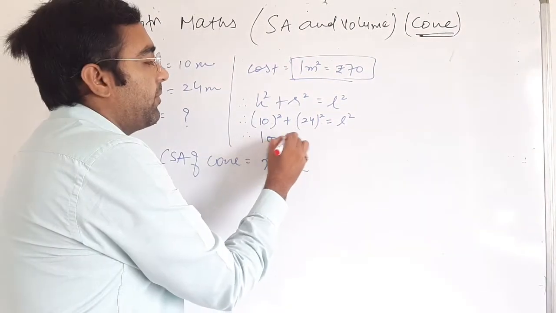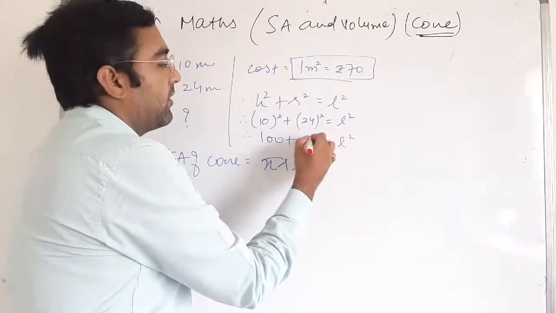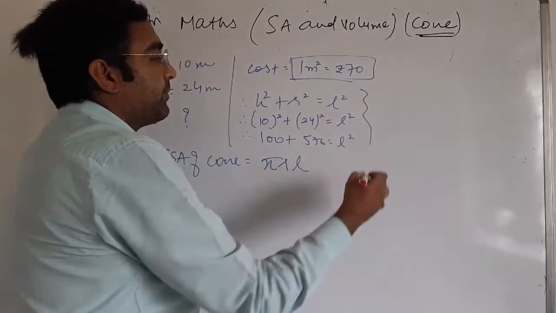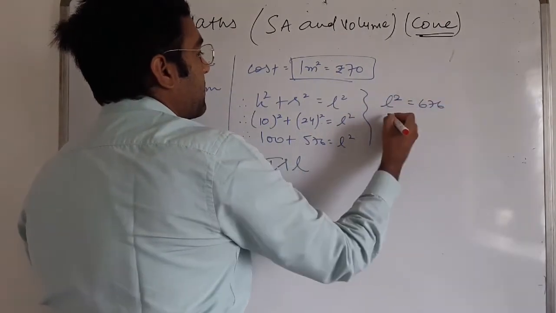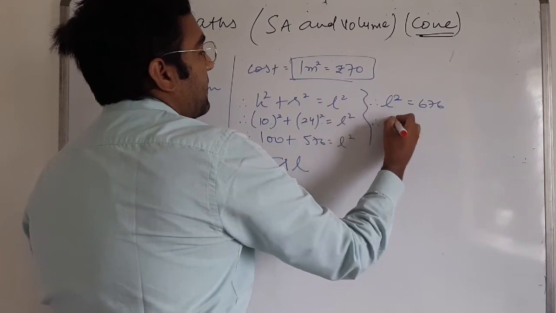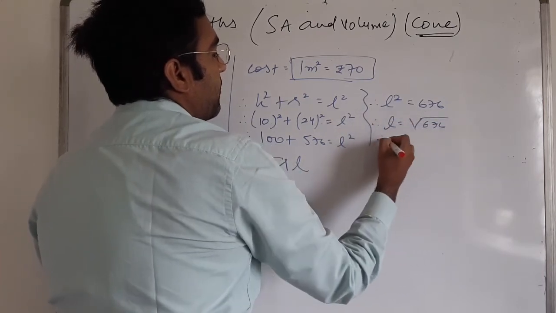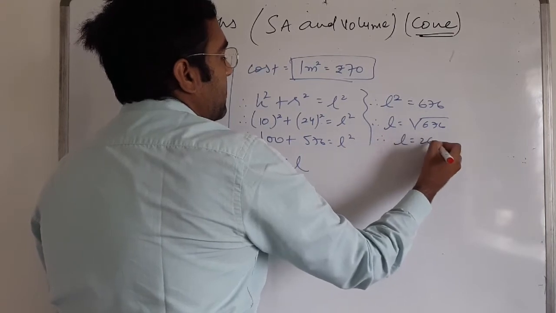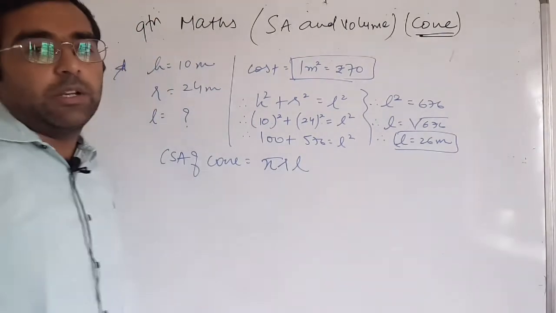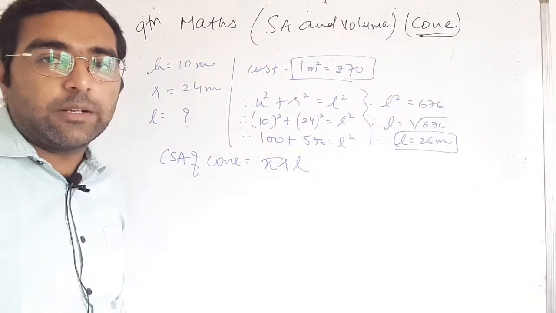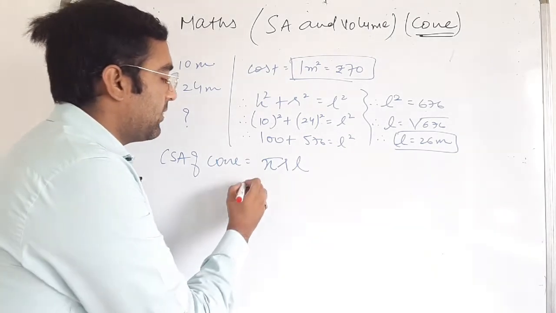Therefore 100 plus 24 square, which is 576, equal to L square. So slant height square is equal to 676. Therefore the slant height is square root of 676. So the slant height is 26 meter, okay, clear. So we have to take the slant height as 26 meter.